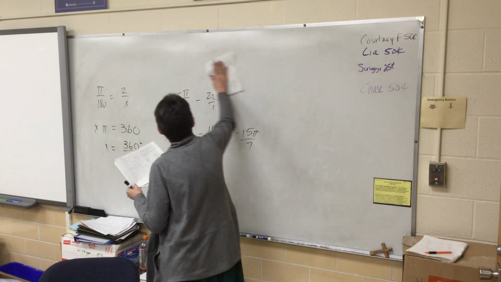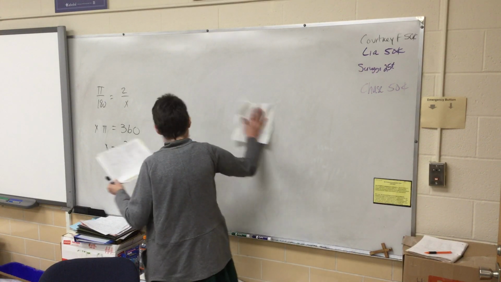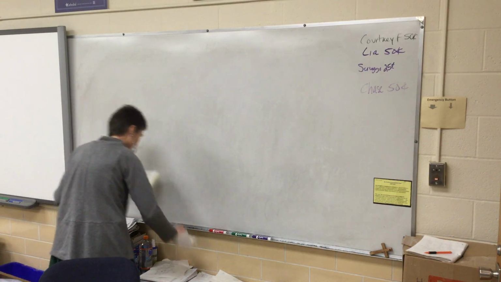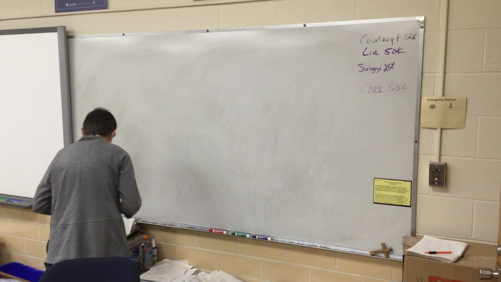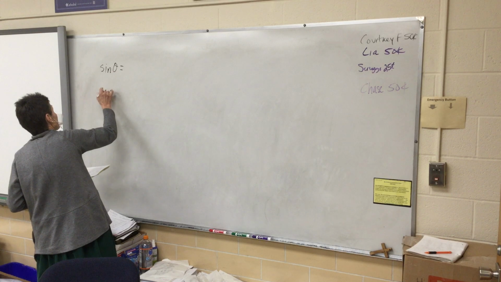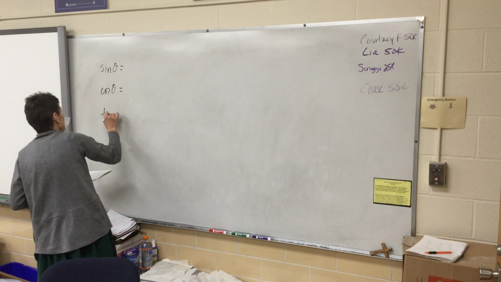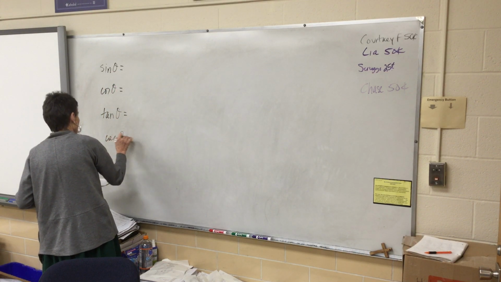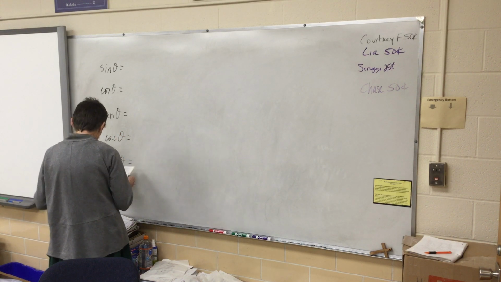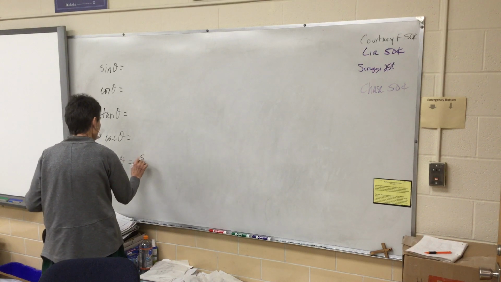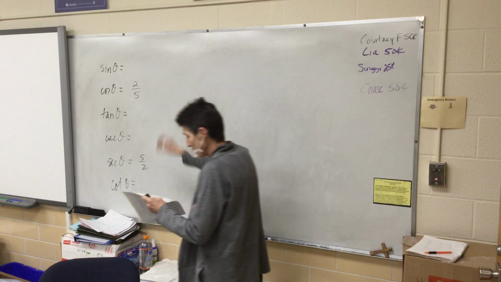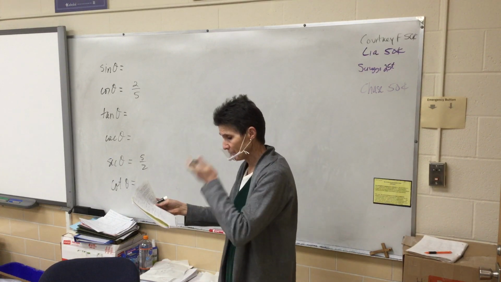Okay, now we've got one of these where we have to find a whole bunch of different things. So we have to find all the functions. So we have to find sine, cosine, tangent, cosecant, secant, and cotangent. And we know that the secant is 5/2, which makes the cosine 2/5. So that I have going right from the beginning.